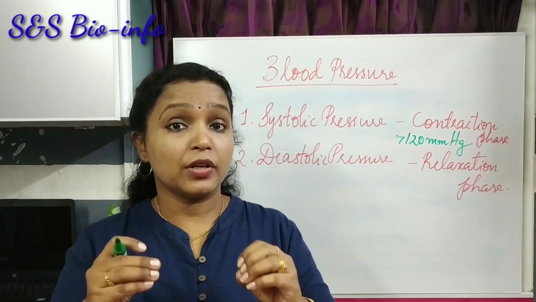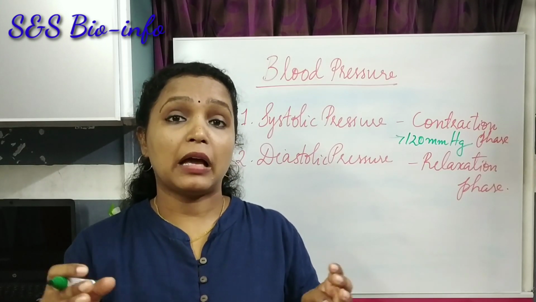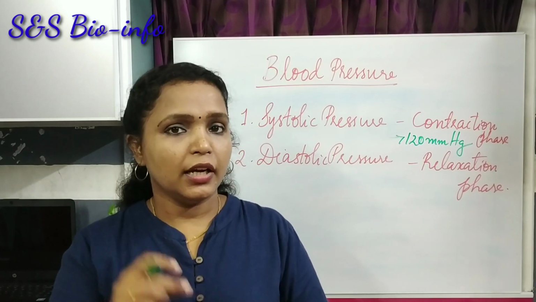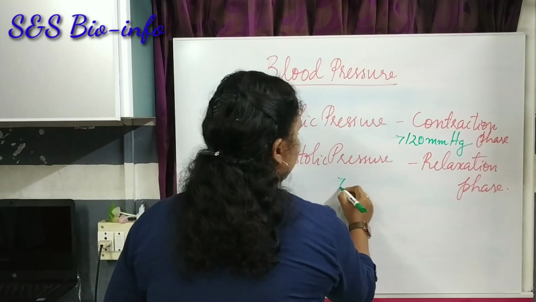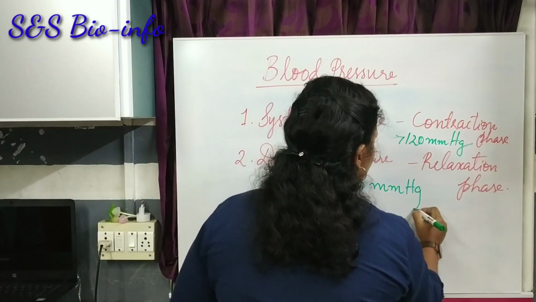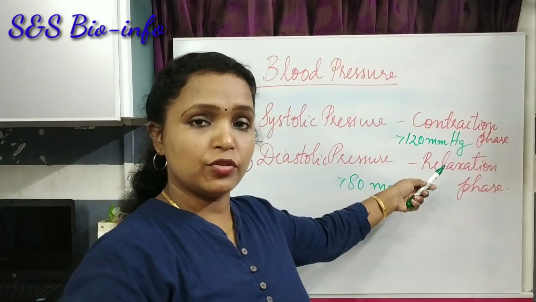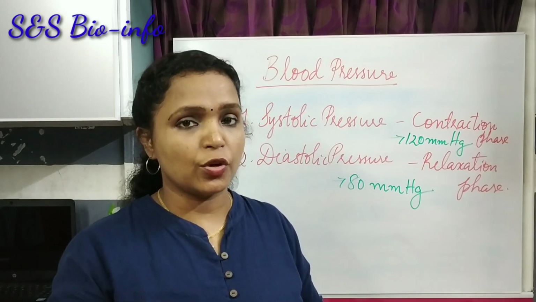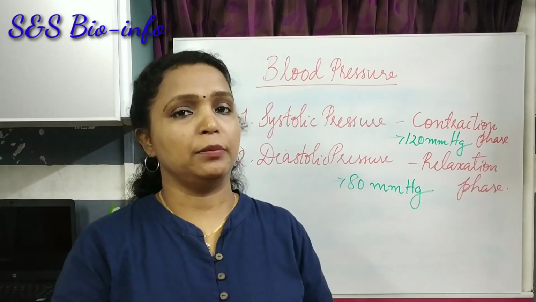Diastolic pressure is the pressure exerted by the blood on the wall of the blood vessel during the maximum relaxation of the ventricular chambers. It is about 80 mmHg. So here you can see 120 mmHg and 80 mmHg. This is the normal range of blood pressure in a normal, healthy adult human being.